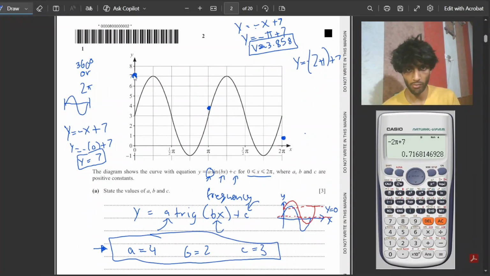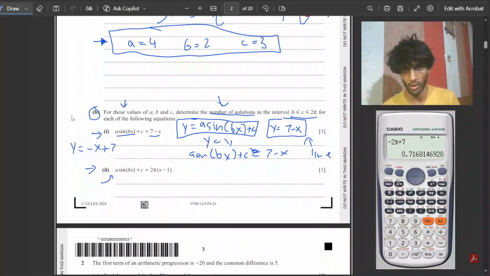So if I now roughly join the lines, it's going to look something like this. And how many intersection points do I get? So I get 1, 2, 3, 4, 5. That means I have, how many solutions do I have? I have 5 solutions or 5 intersection points.